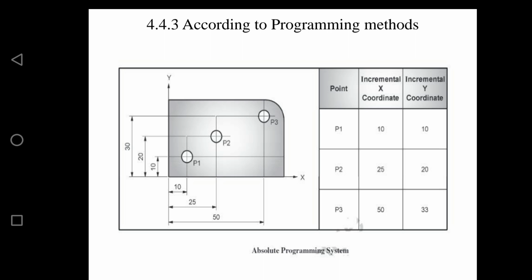Let's consider the point P1. You can see it on the right side in the boxes. P1 is 10 mm away from the origin in the X direction and 10 mm away in the Y direction. Let's consider the point P2. We need to consider the dimension of P2 from the origin itself. So P2 is 25 mm and 20 mm away from the origin in X and Y direction respectively. Same for P3, 50 mm and 30 mm away from the origin in X and Y direction. So if each point is always specified using the same zero establishment, then that type of programming method is called the absolute programming system.